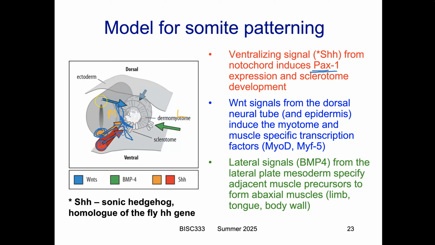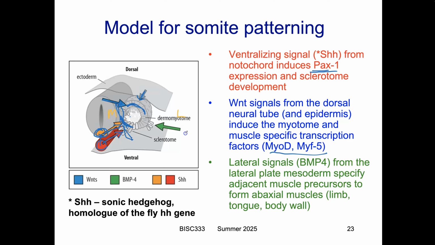And then the dorsal neural tube is sending Wnt signals, and so is the epidermis up above the dorsal side of the somite, and this induces the myotome. And the genes that get expressed here, these are the only ones you have to remember, MyoD and Myf5. These are muscle-specific transcription factors. So when these cells start expressing those two genes, and they start behaving more like muscle cells, they start migrating to their normal positions and forming muscle there.